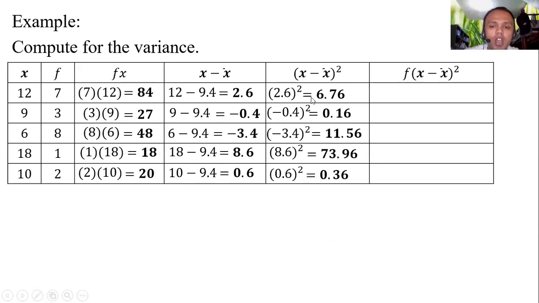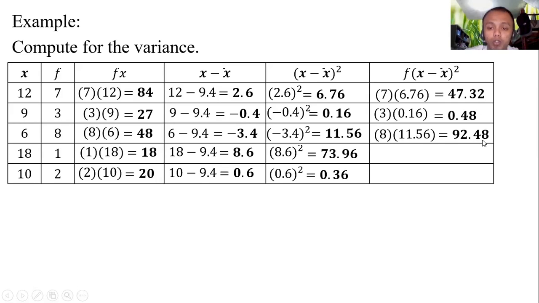So 7 times 6.76 is equal to 47.32. Next, 3 times 0.16 is equal to 0.48. Next, 8 times 11.56 is equal to 92.48. Next, 1 times 73.96 is equal to 73.96. Then 2 times 0.36 is equal to 0.72.